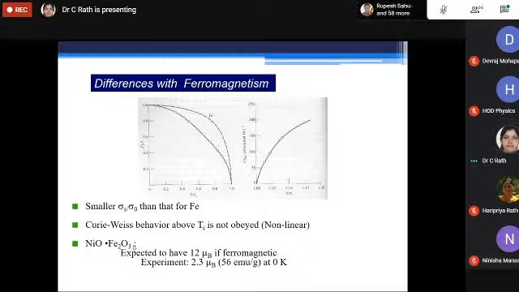If you talk about nickel ferrite, NiO·Fe2O3, that is NiFe2O4. If you treat nickel ferrite as ferromagnetic, then it should have 12 μB. But experimentally it is observed that at absolute 0 K it has 2.3 μB. That indicates that it is not ferromagnetic. Rather it is some different kind of magnetism, and that is decided by ferrimagnetism.